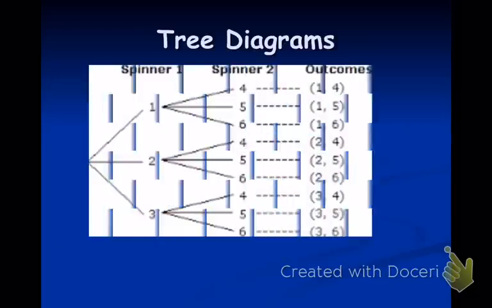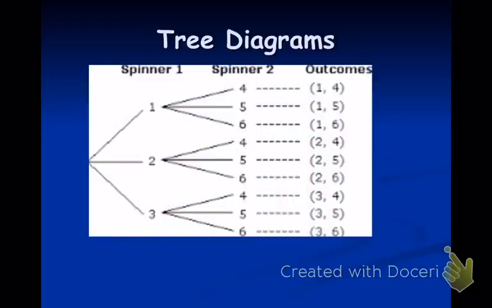Here's another tree diagram. This tree diagram is representing the outcomes when I spin a spinner twice. For spinner 1, the options are 1, 2, and 3. And the second spinner has options of 4, 5, 6. And at the very right, we have all the possible outcomes, 1 with 4, 1 with 5, and so on.